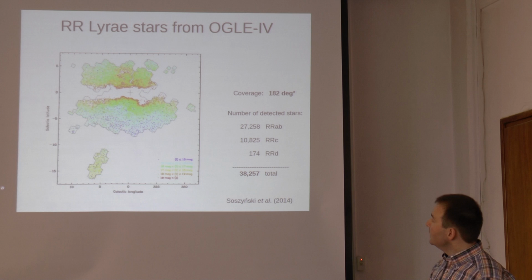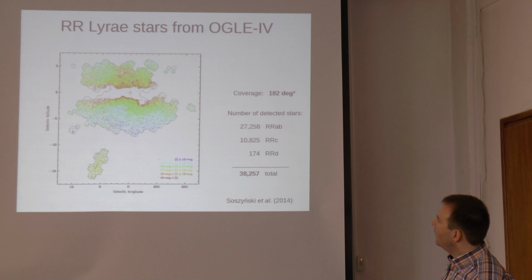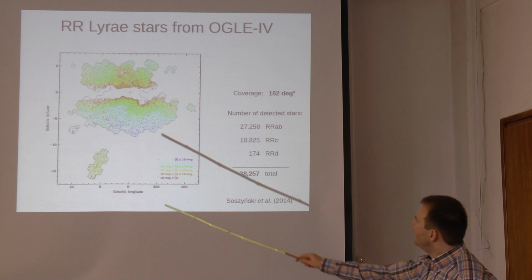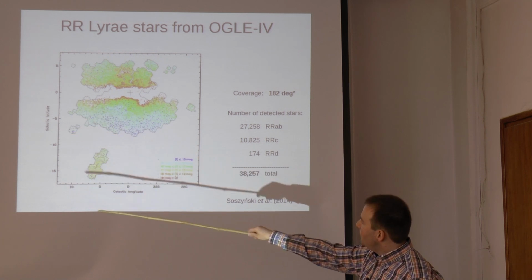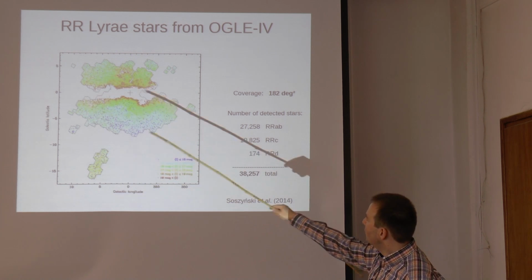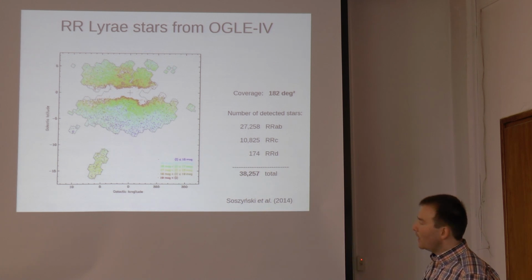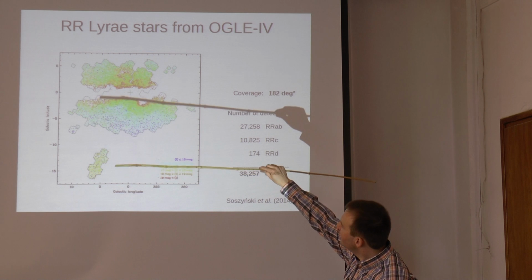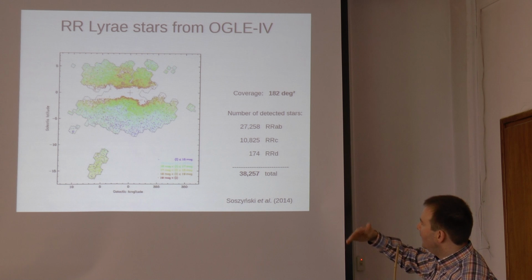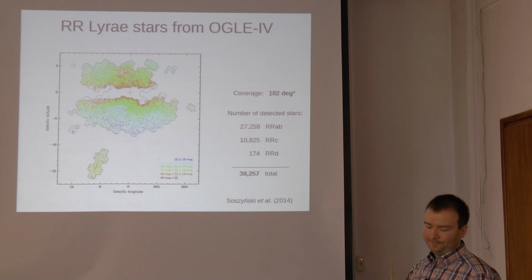And now back to our RR Lyrae stars. About 40,000 RR Lyrae stars have been discovered by OGLE-IV, and this is the map of these stars in galactic coordinates. So you have longitude, latitude, and the colors mark the brightness of the stars. You can see closer to the galactic plane, you see fainter and fainter stars, less and less stars, and here nothing because of the dust.